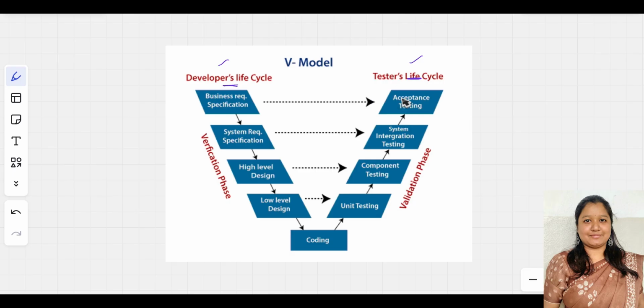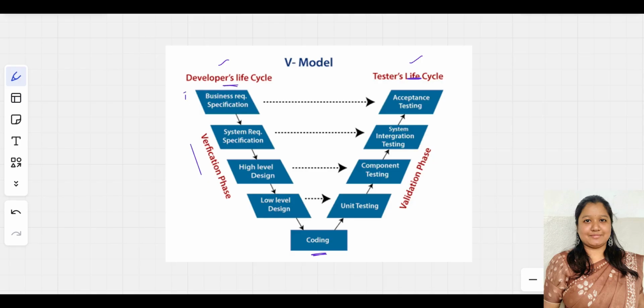On the left hand side you can see the verification phase, whereas the right hand side represents your validation phase. The coding happens in between both of them. So let us understand each phase, what it signifies and how it corresponds to the tester life cycle. Starting with the first phase, which is known as the business requirement specification.